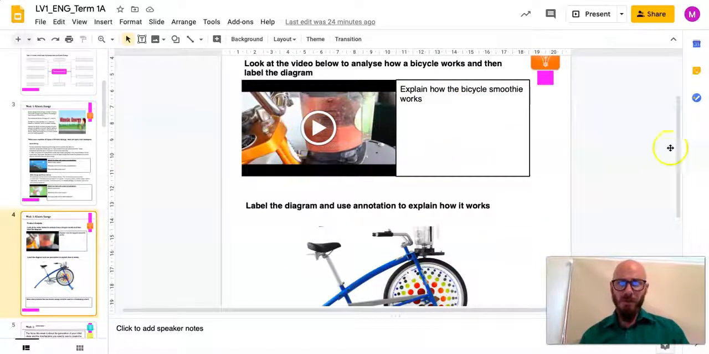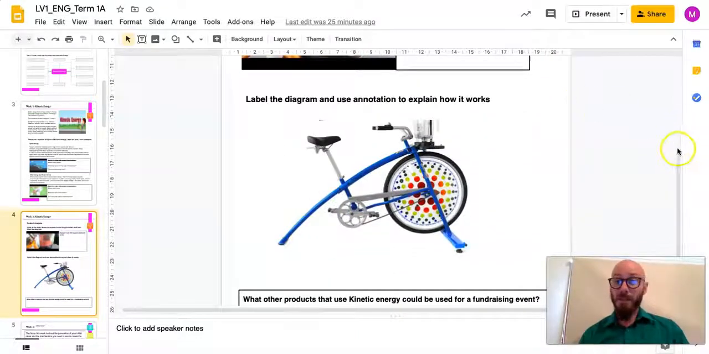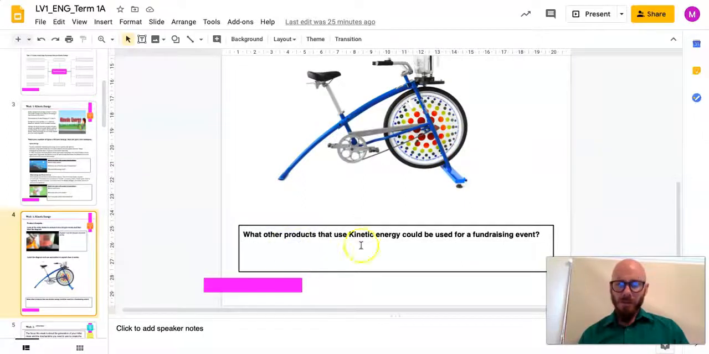So a really good video here. And then this image below, you can annotate and explain how it works. But then I also want you thinking about what other products could you use for a fundraising event.